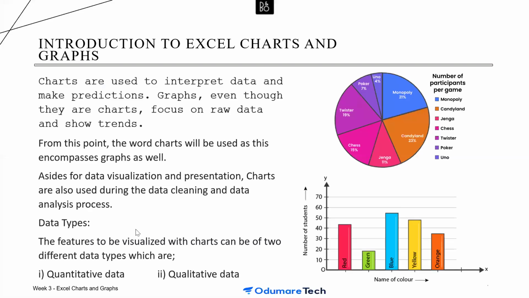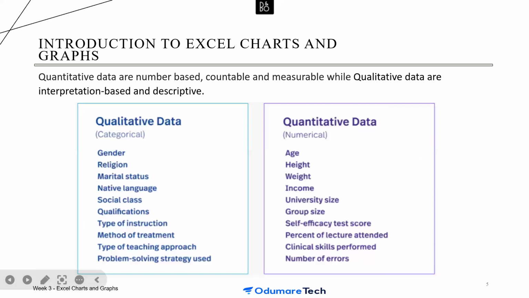So as we go forward, all right, like we said, quantitative data and qualitative data are now being explained further. Quantitative data are number-based, countable and measurable, while qualitative data are interpretation-based and descriptive. And just like we said, the example that I was giving now, these are more elaborated forms that you can find any of these data that we've been talking about. On the qualitative data area, you can see gender. Most of the time you hear gender is male or female. There is nothing quantitative about it, all right?